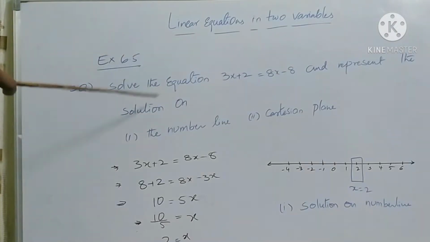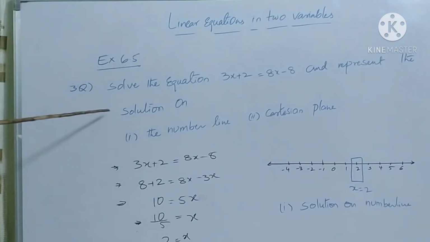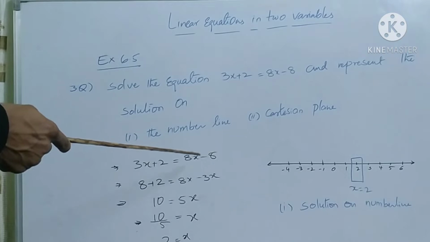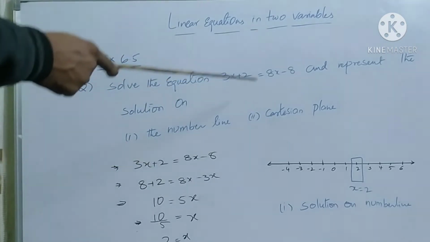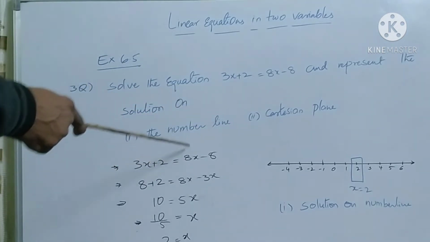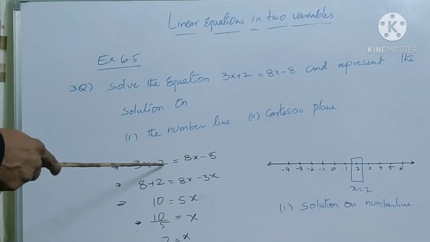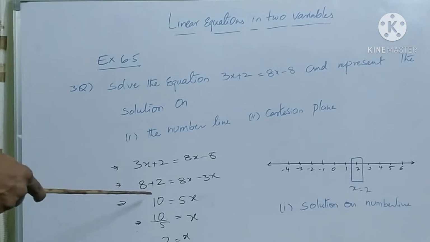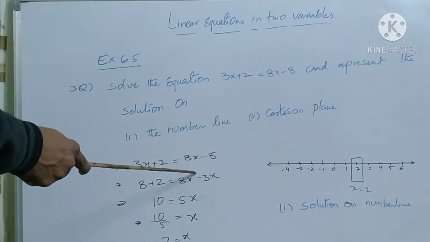Solve the equation 3x plus 2 is equal to 8x minus 8 and represent the solution on the number line and the Cartesian plane. Here our given equation is 3x plus 2 is equal to 8x minus 8. Transpose all variables to one side and all integers to one side. Here the integers are 2 and minus 8. Transpose this minus 8. So 8 plus 2 is equal to 8x minus 3x.